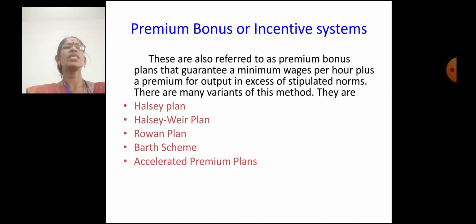Premium bonus or incentive system. These are also referred to as premium bonus plans that guarantee a minimum wage per hour plus a premium for output in excess of stipulated norms. There are many variants of this method. There are Halsey plan, Halsey Weir plan, Rowan plan, Barth scheme, accelerator premium plans.